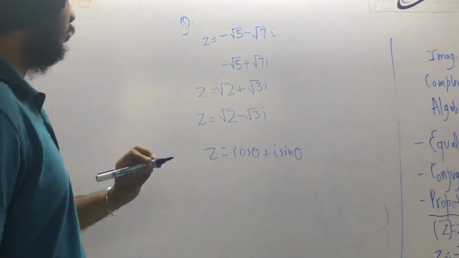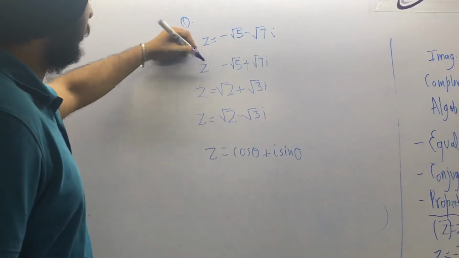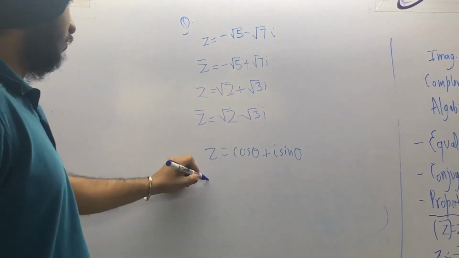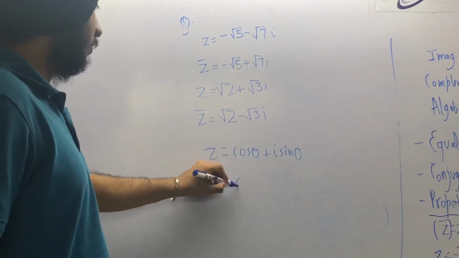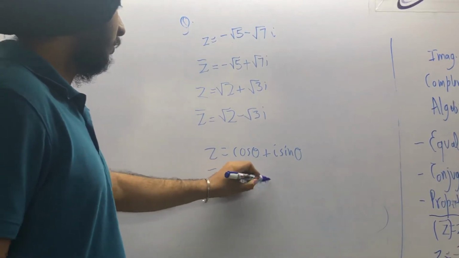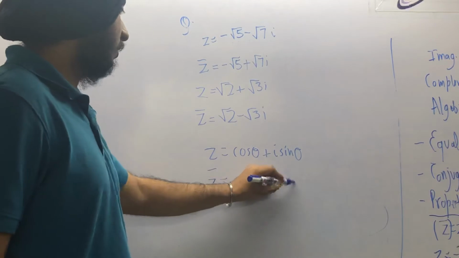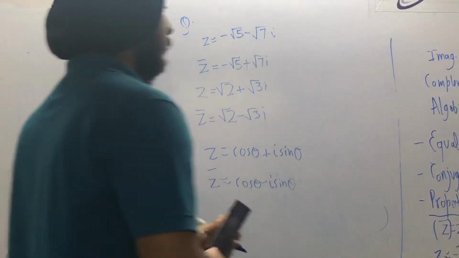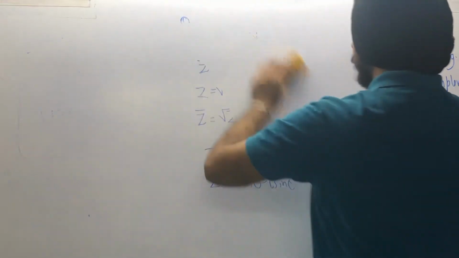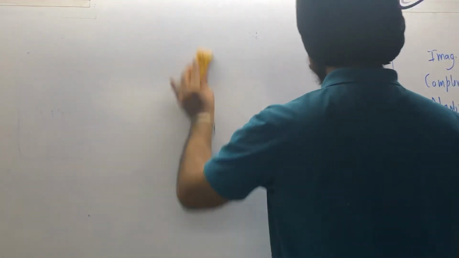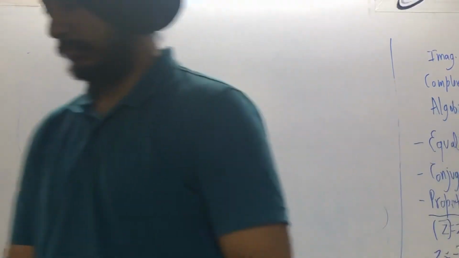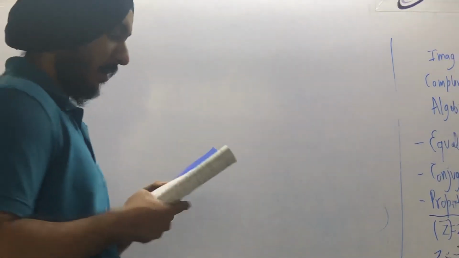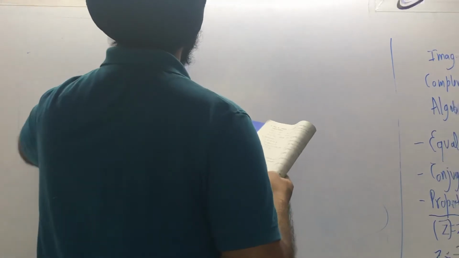Okay, one thing I forgot to show you. Whenever you find conjugate, don't forget to make this bar on the top of Z. Okay, I forgot Z bar, and here also Z bar will be cos theta minus iota sin theta. Okay, pretty simple question, nothing complicated in it. So these are some questions for conjugate. Next we will do some questions of equality.